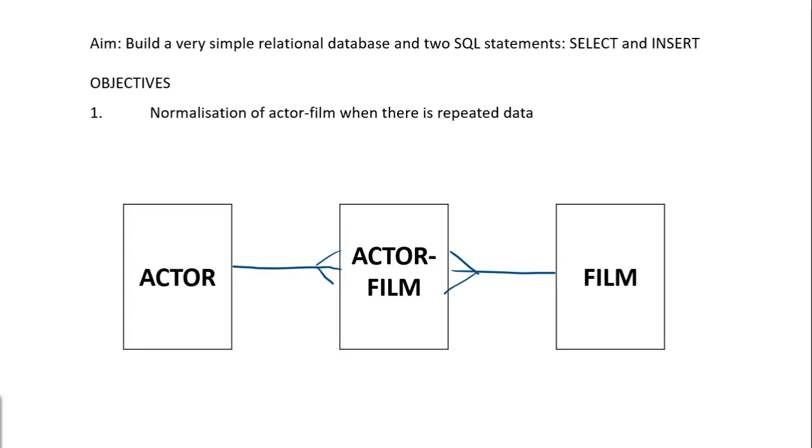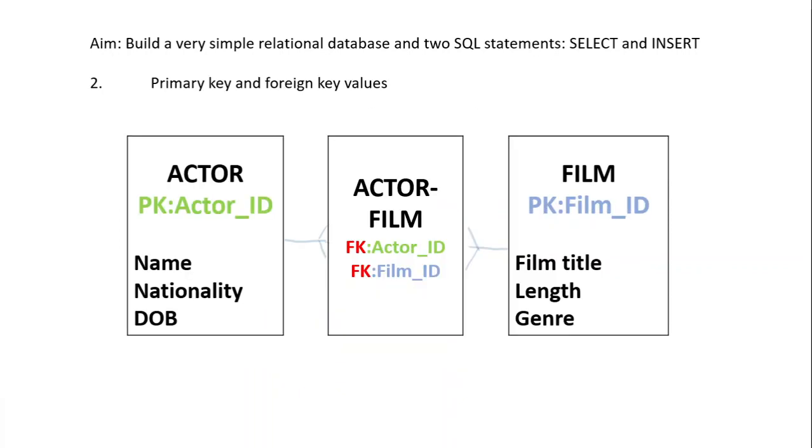Quick recap of earlier videos. The many-to-many relationship between an actor and the films they appear in is normalized using an actor-film linking table. The linking is achieved by taking the primary keys in the actor and film tables and making them foreign keys within the actor-film linking table.